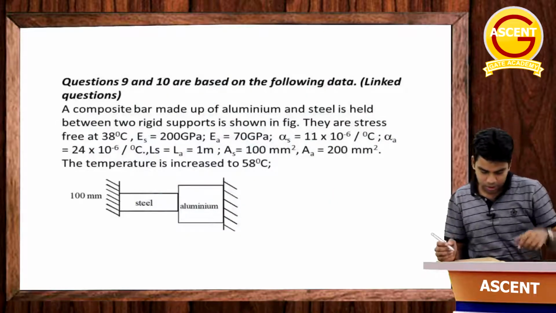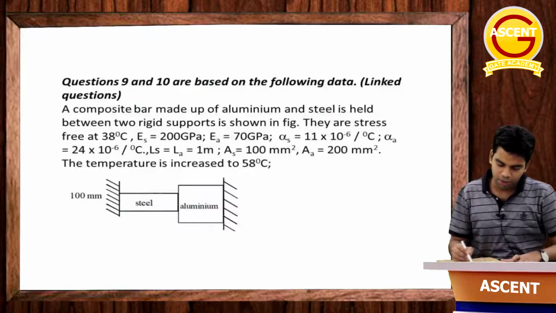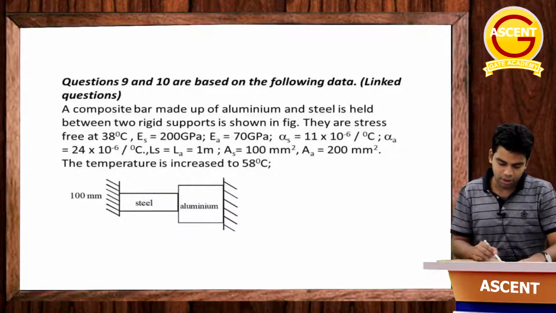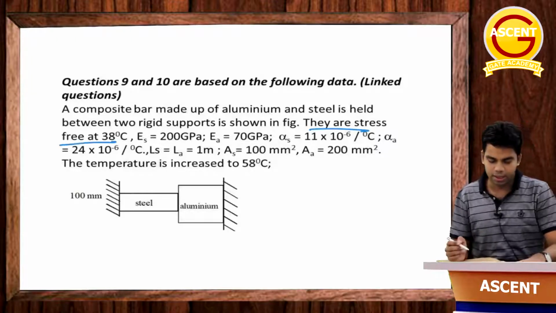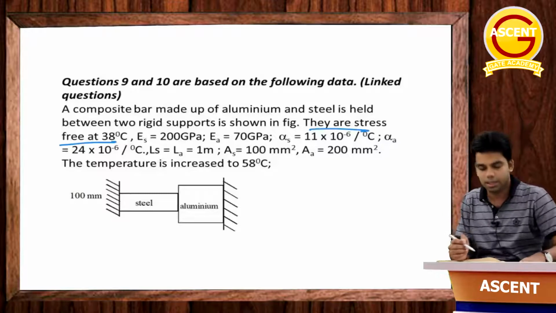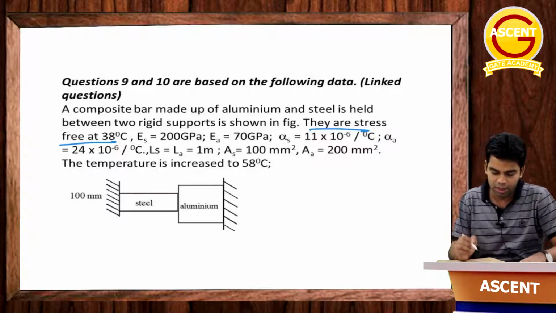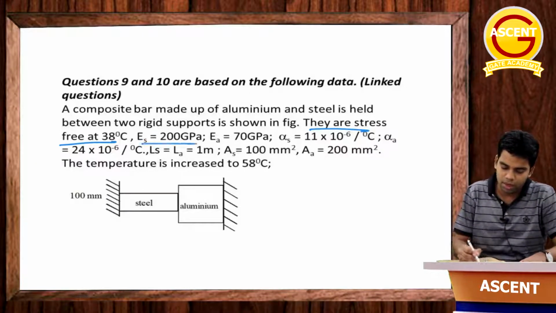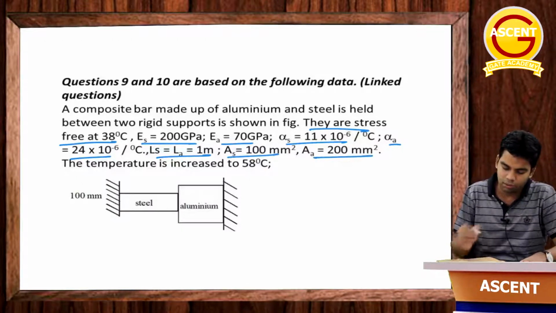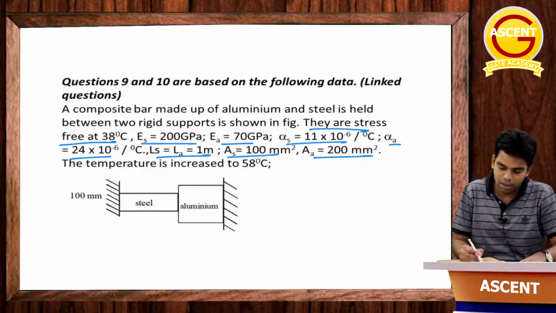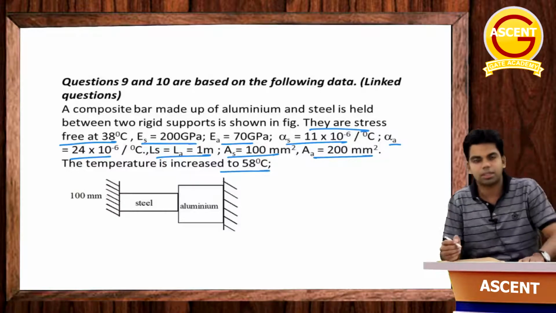Next question says a composite bar made of aluminum and steel is held between two rigid supports as shown in figure. They are stress free at 38 degrees centigrade. Initial temperature given is 38 degrees centigrade, at which aluminum and steel are stress free. E of steel, E of aluminum, alpha of steel and alpha of aluminum are given. Length of both is the same, which is 1 meter, and area of steel and area of aluminum are given. The temperature is increased to 58 degrees centigrade.